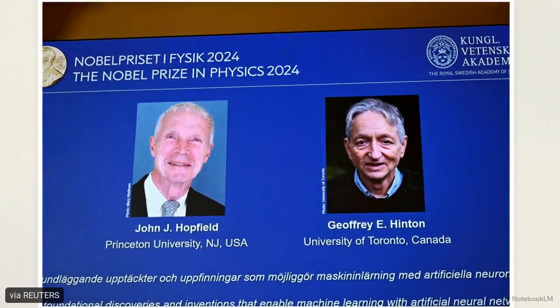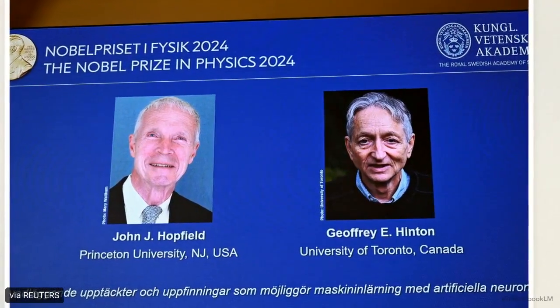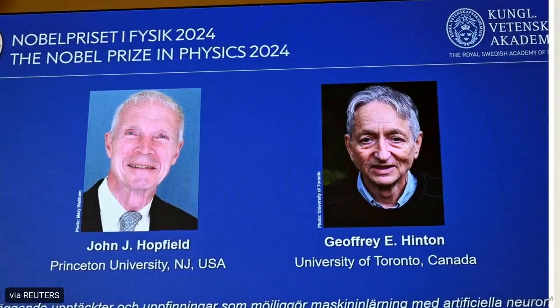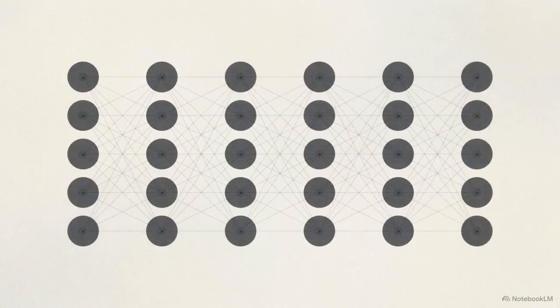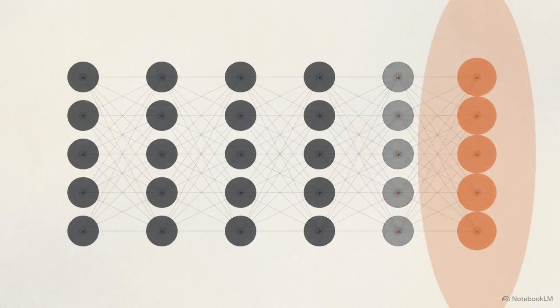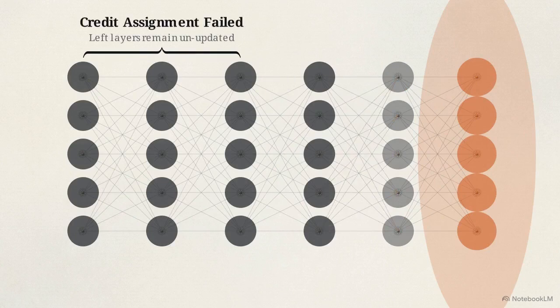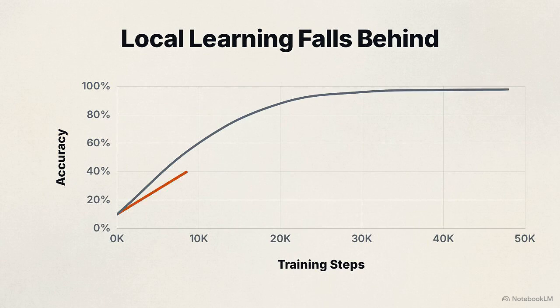Pioneers of backpropagation, like Geoffrey Hinton, have attempted to build artificial networks using purely local rules. Historically, these local systems fail to scale. Without a global error signal, they struggle with credit assignment across deep layers and fall behind the performance of standard backprop on major benchmarks.